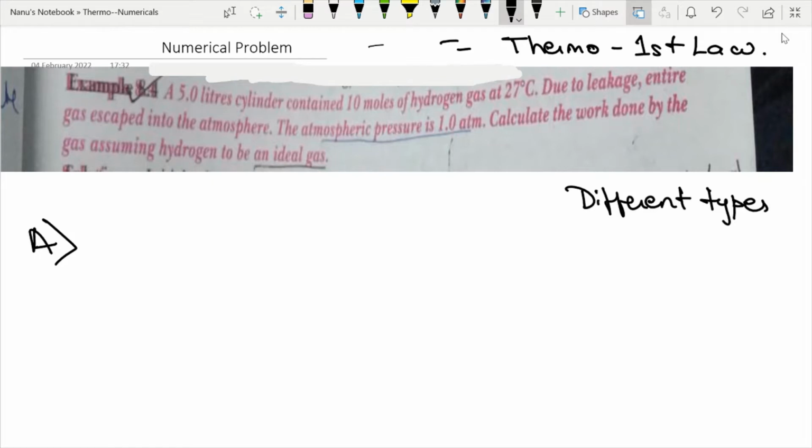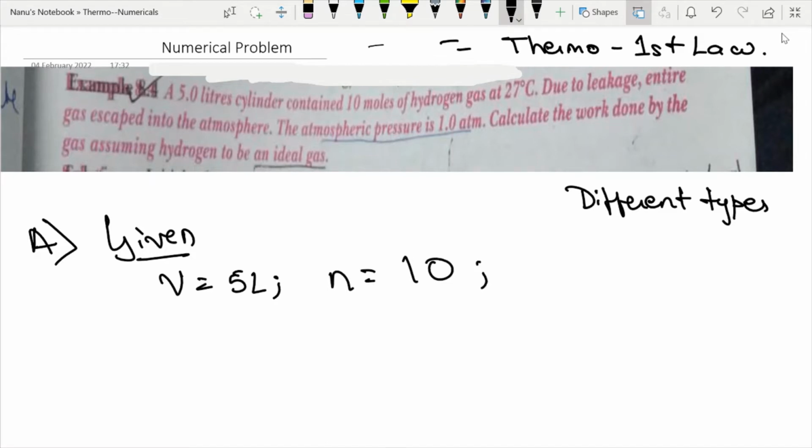So it's said over here, a 5-liter cylinder contained 10 moles of hydrogen gas at 27 degrees Celsius. So again, as I've already said, always write what's given. What is given over here? Your volume. Volume is how much? 5 liter. Cylinder contained 10 moles of hydrogen. What is this? n is equal to 10. Temperature is equal to 27 degrees Celsius, which is equal to 300 Kelvin. 273 plus 27, 300 Kelvin. Okay, so I'm writing the given things.